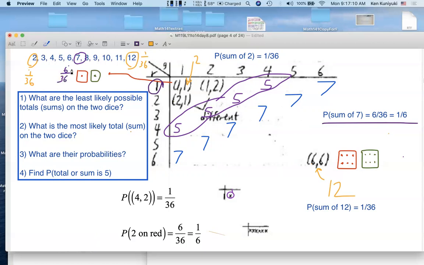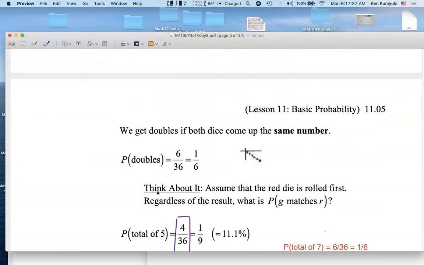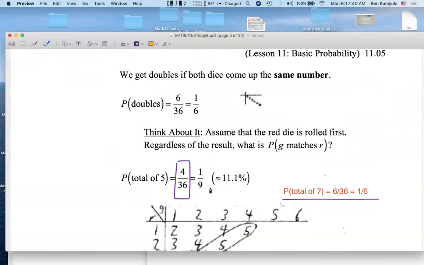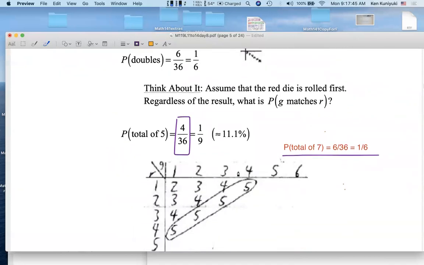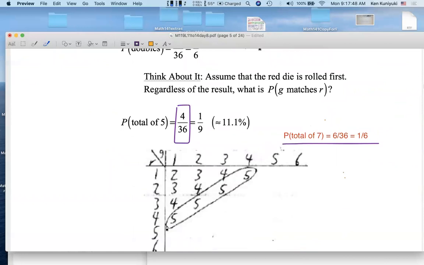And there was a more logical way of thinking that through. Whatever the red die comes up as, there is exactly one way for the green die to set up a total of 7. So we've answered number 3 as well. What are their probabilities? 1 over 36, that was the minimum possible probability among these. 1 over 6, or 6 over 36, that was the maximum possible probability among these. The probability that the sum or total is 5 was 4 out of 36, or 1/9. I can't really think of a cute way of coming up with that, except for filling out this piece of the table.